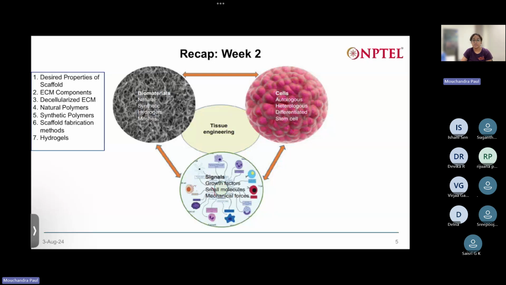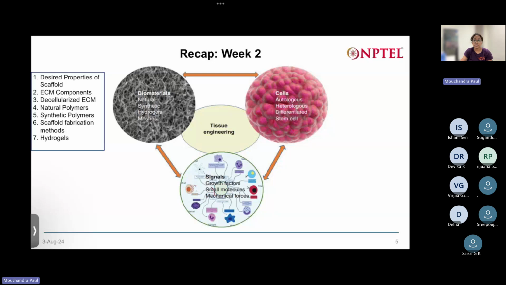If you are concerned about making an artificial bone, then the properties will be different from those of, say, an artificial cornea. Then the properties of the materials, the method of fabrication, all the things will change. So whenever we start a project in tissue engineering, we first have to understand what organ we are targeting and the properties of that particular organ or tissue.